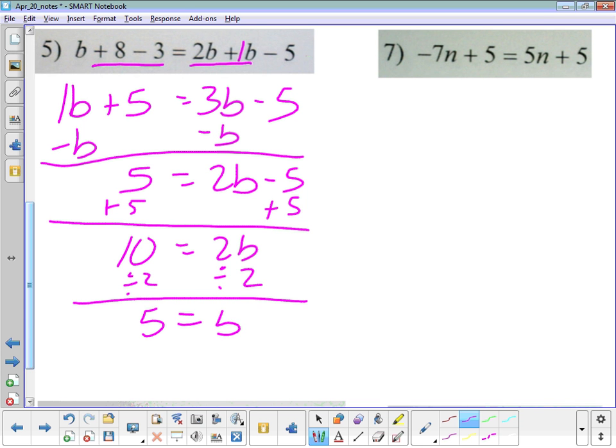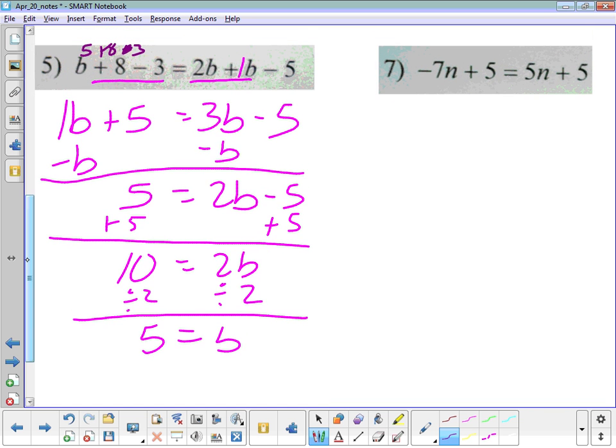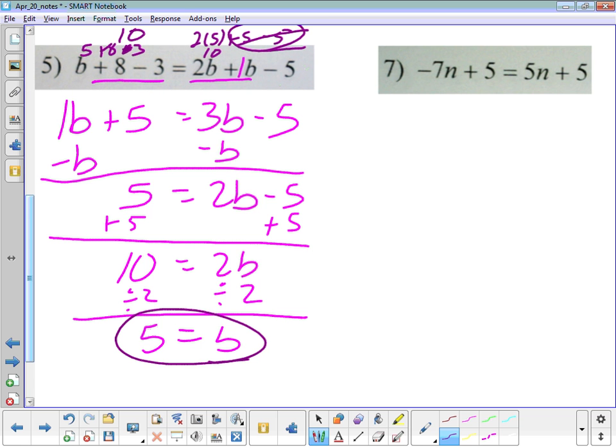Now again, I like to check these to make sure that they do work out. So let's check it real quick. I've got 5 plus 8 minus 3. 5 plus 8 is 13. Minus 3 would give me a 10 on the left. On the other side, I got 2 times 5 plus 5 minus 5. Well, the minus 5 plus 5 cancel each other off. 2 times 5 is 10. 10 does equal 10, so 5 is b. Okay, on to the next problem.